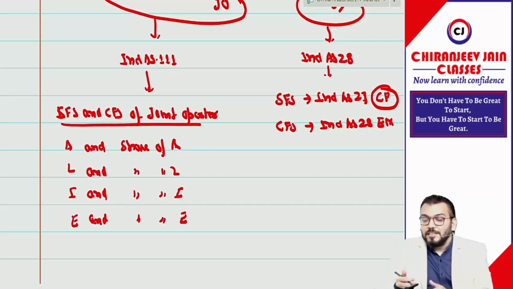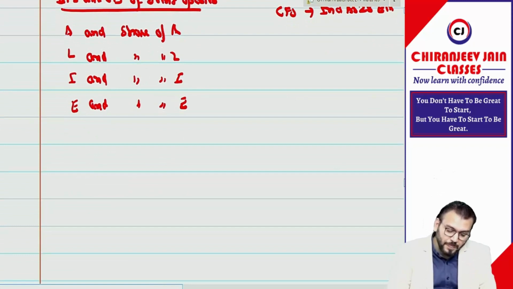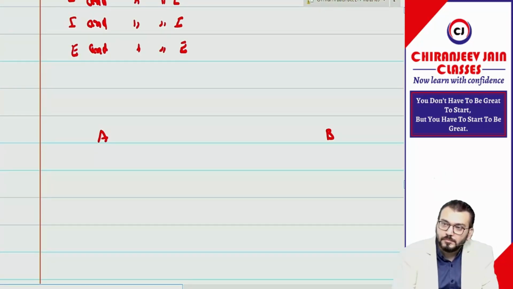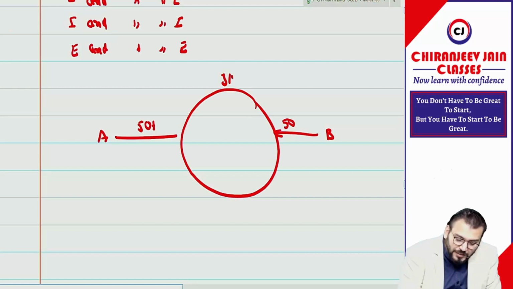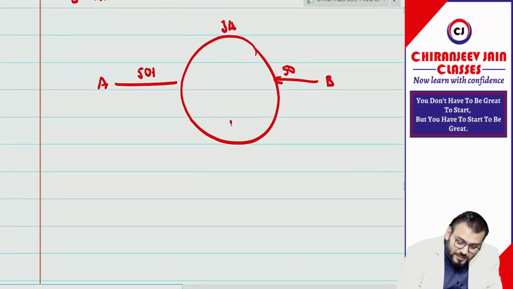Now we are into Ind AS 103. Now just try to understand. Suppose A and B hold 50%, 50% in a joint arrangement. They acquired 50% of this joint arrangement, and this constitutes a business.